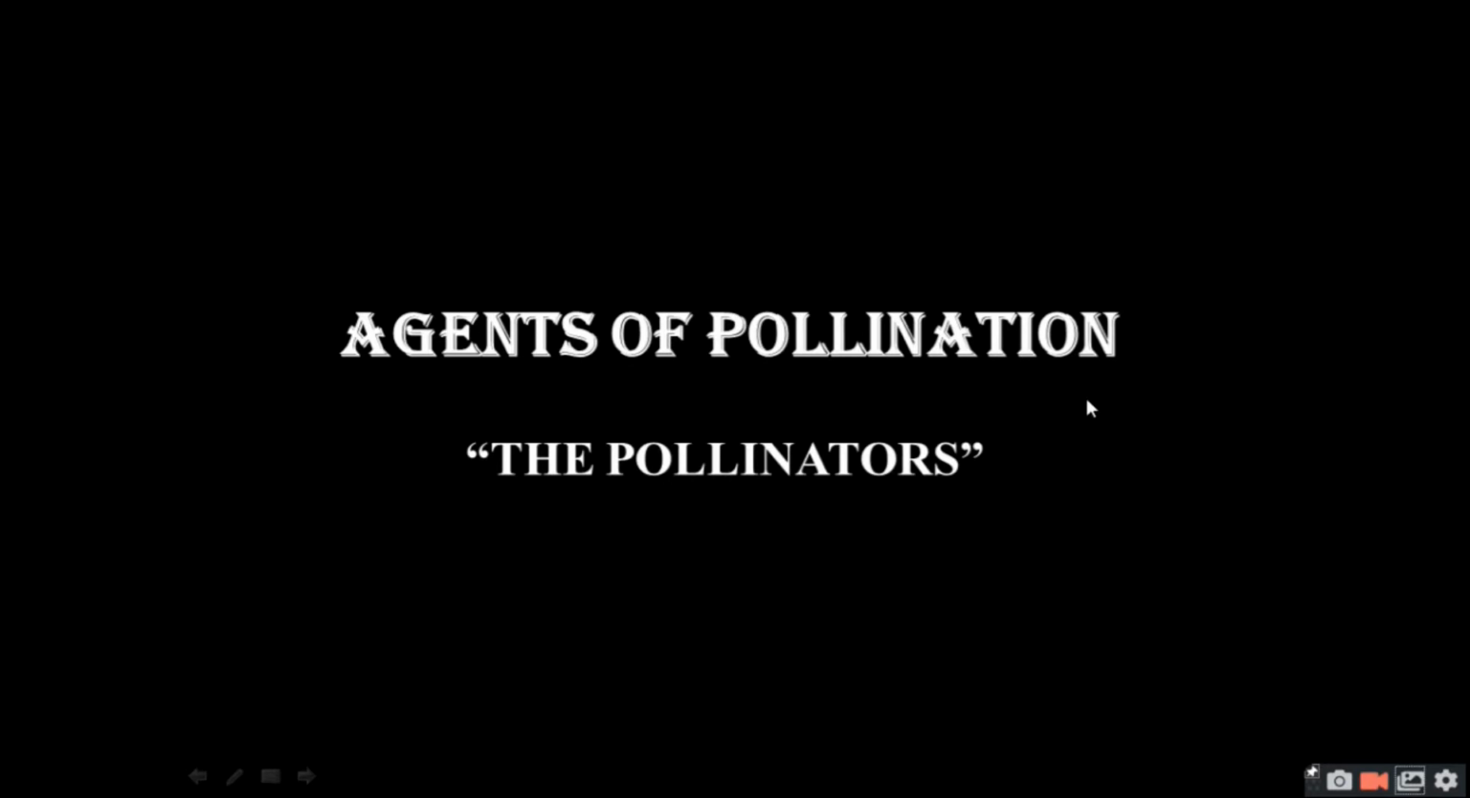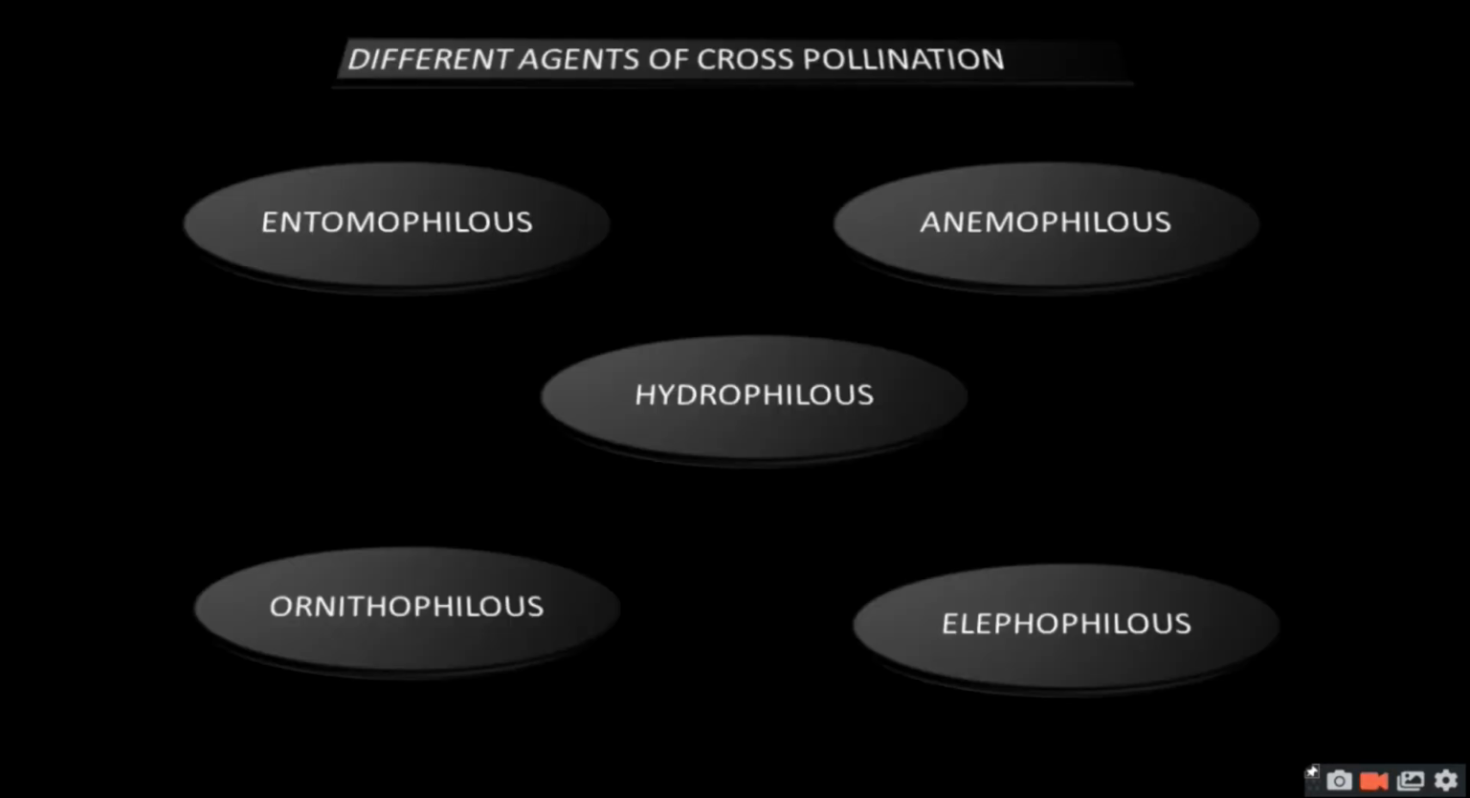So now let's proceed with agents of pollination. Here are different agents of cross-pollination, that is Entomophilous, Anemophilous, Hydrophilous, Ornithophilous and Elephophilous.